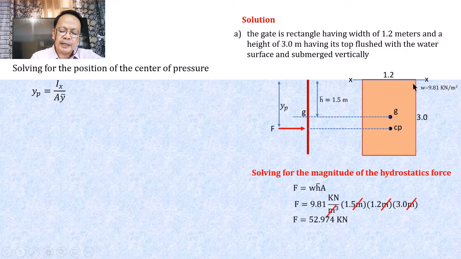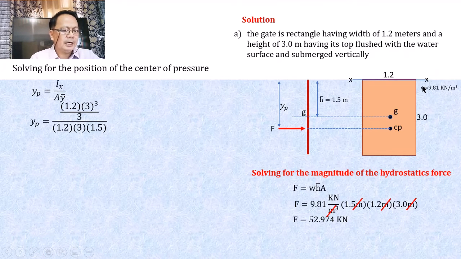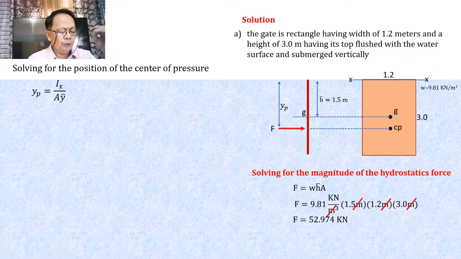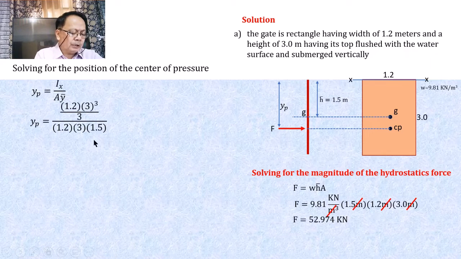Ito yung ating xx na tinutukoy. Ano? At sabi dito, the I sub x will be equal to the moments of inertia with respect to this x-axis. And since the x-axis, di ba, coincides with the base of the rectangle, therefore we can find the moments of inertia of the rectangle to be equal to bh cubed over 3.